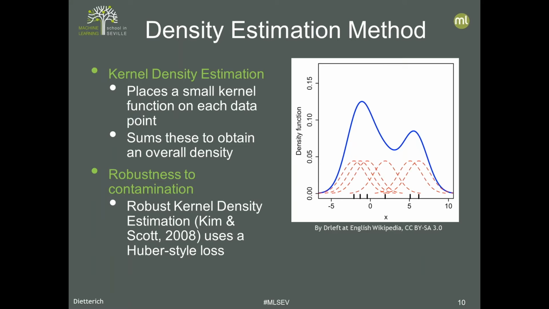Now, of course, if we have contaminated data, as in use case 1 and 3, we're going to put little red bumps on all of the contaminated points as well, and that's going to be a problem. But there is a beautiful piece of work called robust kernel density estimation by Kim and Scott that uses what's called a Huber-style loss, a robust loss function, to figure out that it basically can ignore or downweight the outliers. And so it gives us a nice method.